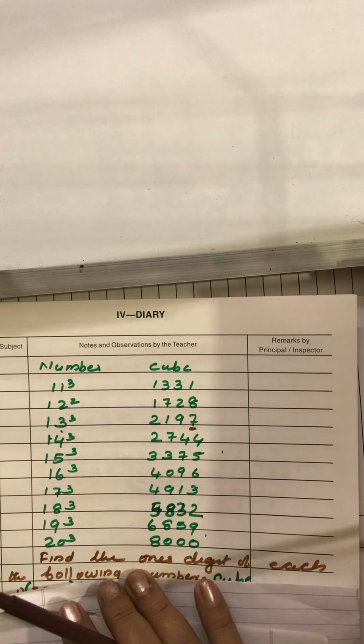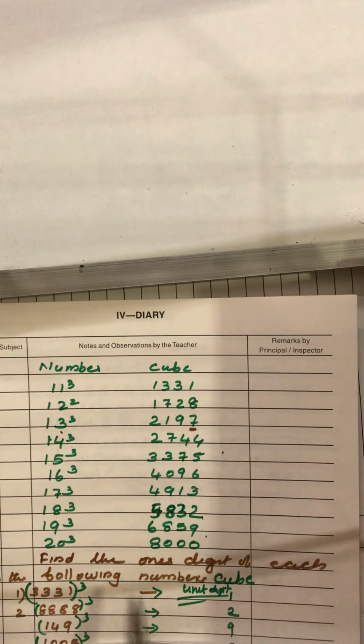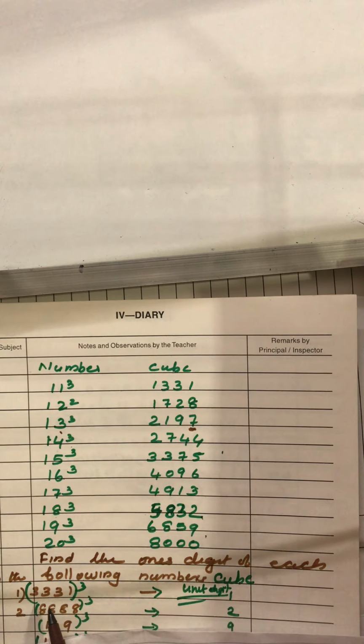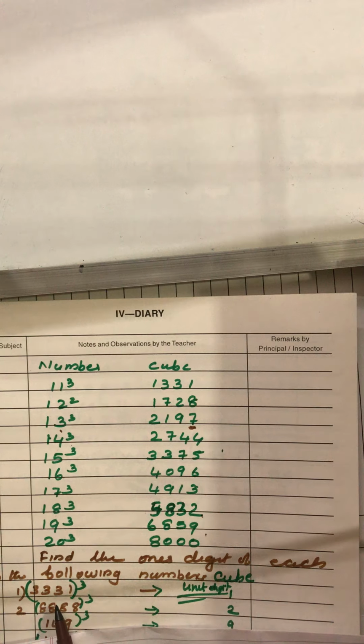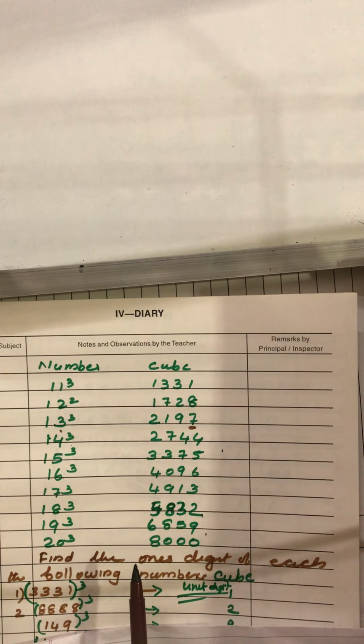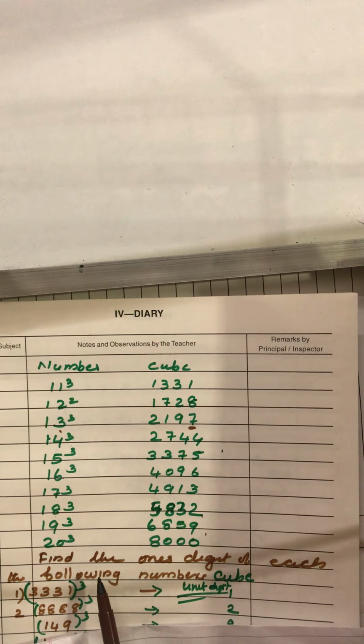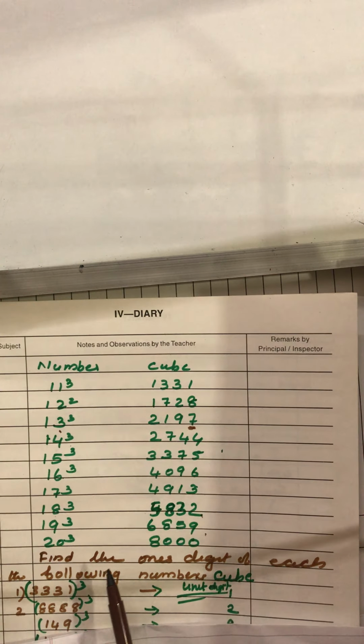So find the ones digit of each of the following numbers. Here I am just doing 2 questions. The rest of the questions you are supposed to complete from the Try These questions in the book. Try These questions, page number 111. You are supposed to do the first two questions.